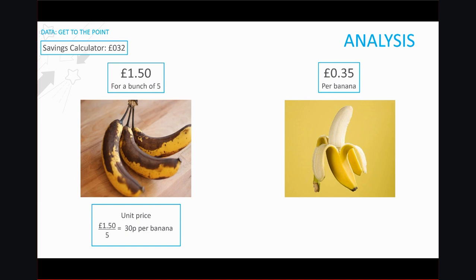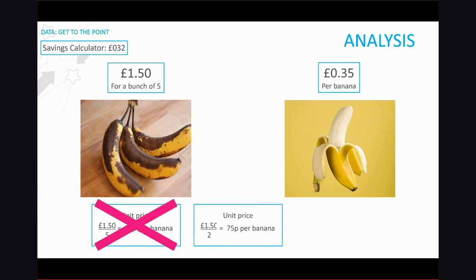But he realises that after 4 days from his food shop, most of the bananas are brown and he has only been able to eat 2 bananas, which makes the new theoretical price 75p per banana. So, obviously, what does this mean? That the bunch of bananas is less cost effective than buying individual bananas.